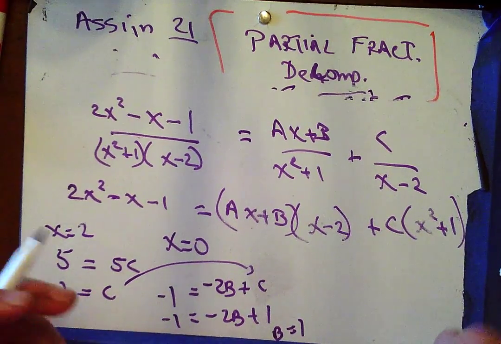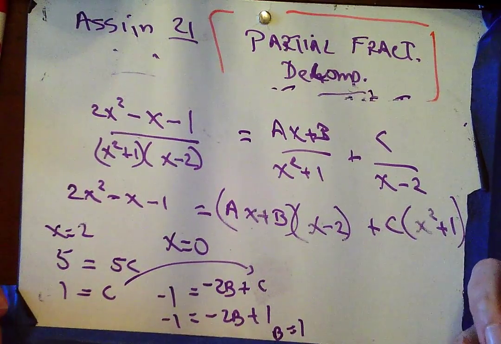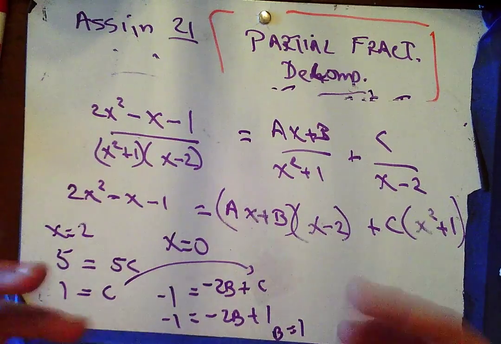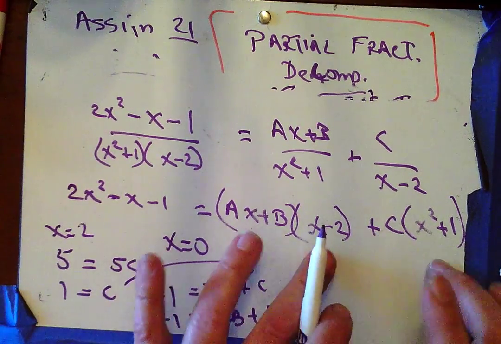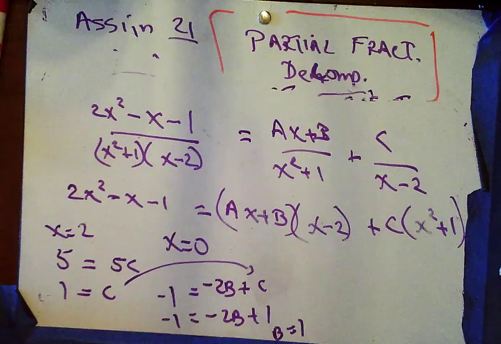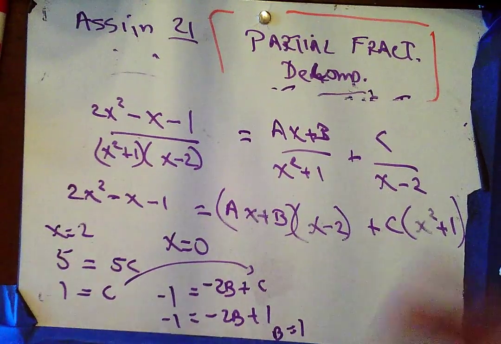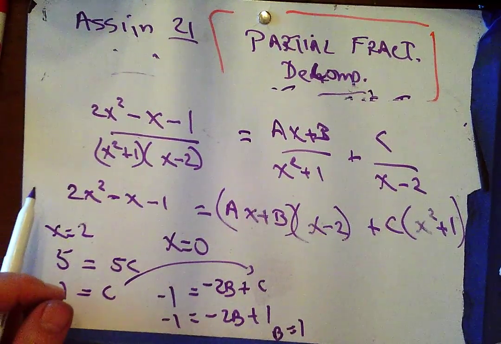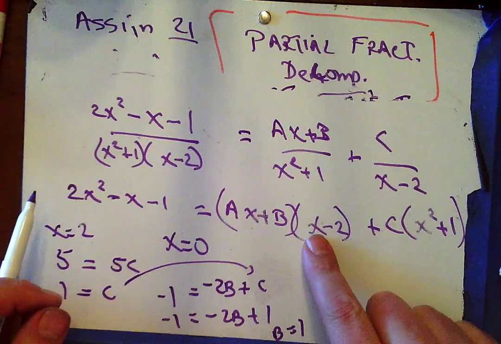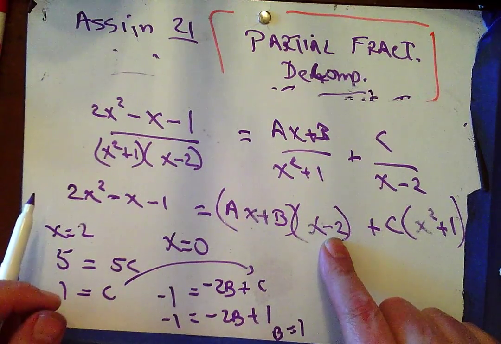Finally, I need a not-so-magic number. Now, what do I mean by that? Well, I've used up all the numbers that will turn things into 0. So literally, I have to pick any other number. I like 3, because 3 minus 2 is 1.